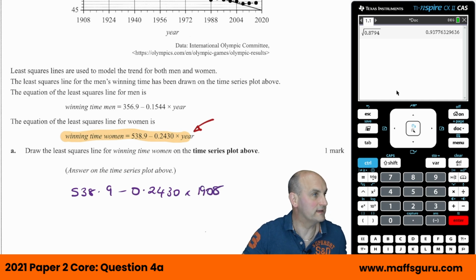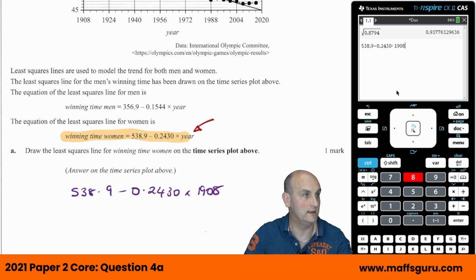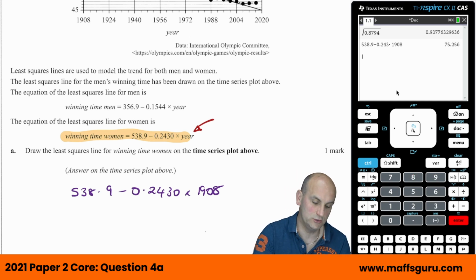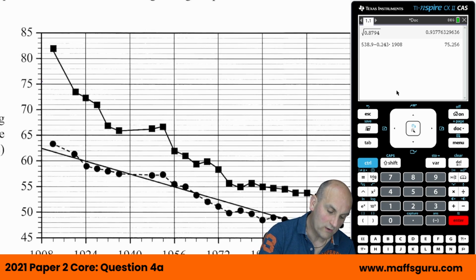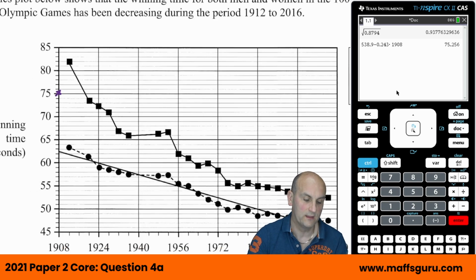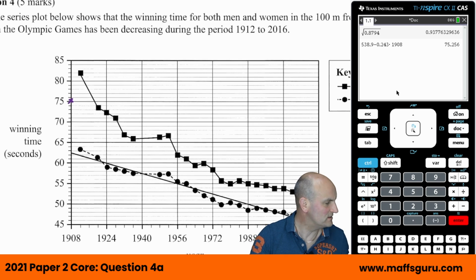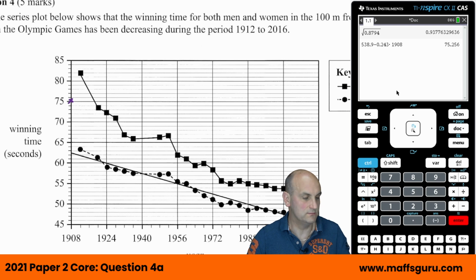Putting that into my calculator, 538.9 minus 0.2430 times 1908 gave me 75.2. So when I went up here, 75.2 was roughly around there. Likewise, when I did my next data item, it gave me about 43 point something. Let's just do it, just change that to 2020, moving all my paper out of the way.